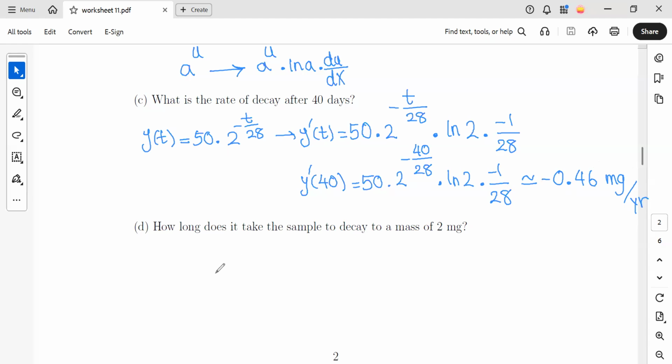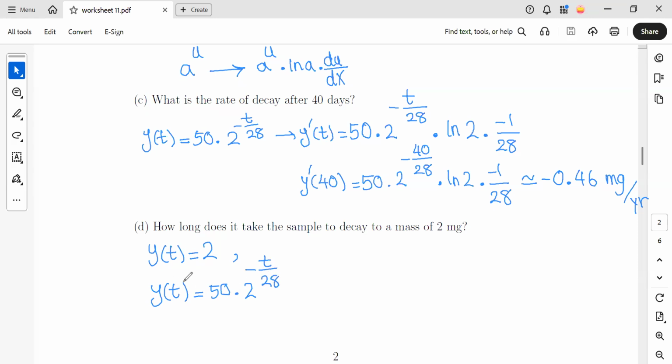Part D says, how long does it take the sample to decay to a mass of 20 milligrams? So it is basically telling us that y of t will be 2. But what is y of t? Using the model, we know that y of t will be 50 times 2 power negative t over 28.